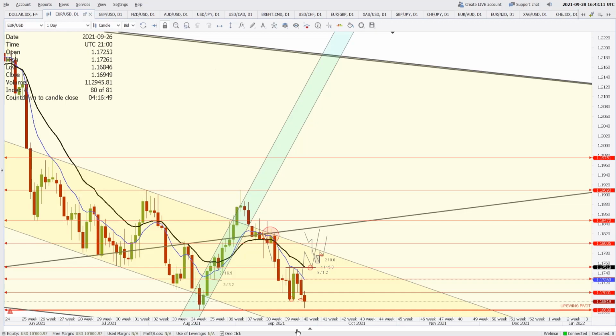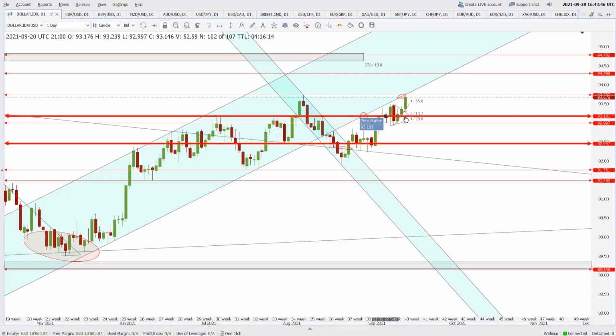If you compare it with the dollar index, it is on the verge of getting into the resistance, and the euro dollar is on the verge of meeting the support. So once the euro dollar meets 1.1663, I think the dollar index will go and meet 93.73 again.